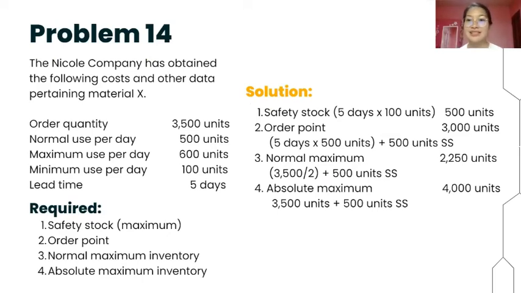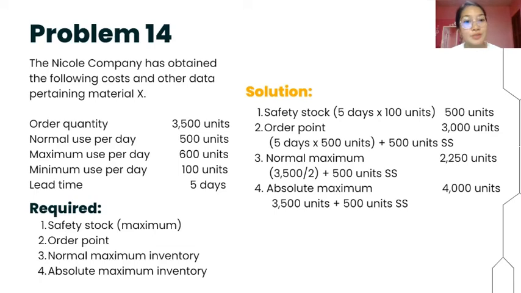Okay, sige. So, let's show. This is actually problem 14 in the book. The Nicole company has obtained the following costs and other data pertaining to material X. We have the order quantity, normal use per day, maximum use per day, minimum use per day, and the lead time. We are to compute the maximum safety stock, the order point, the normal maximum inventory, and the absolute maximum inventory.